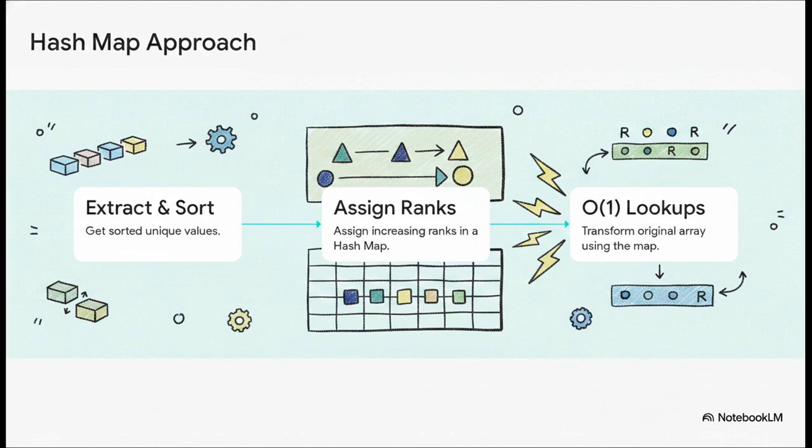We assign rank 1 to the first value, rank 2 to the second, and we store those pairs right into our hash map. From there, we just loop over our original array, ask the hash map, hey, what rank is this number, and replace it. Those constant time lookups make the final transformation incredibly snappy.